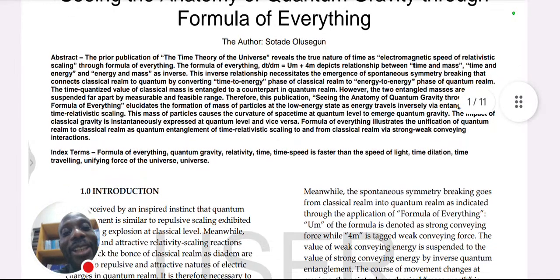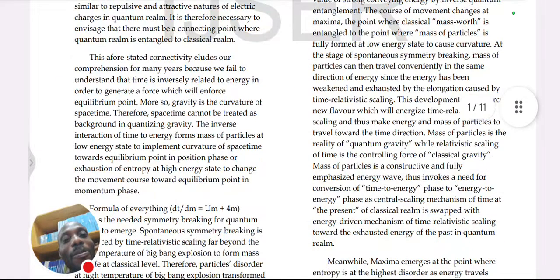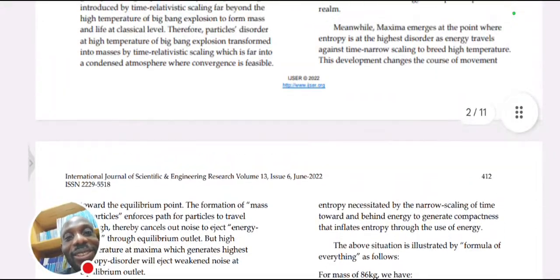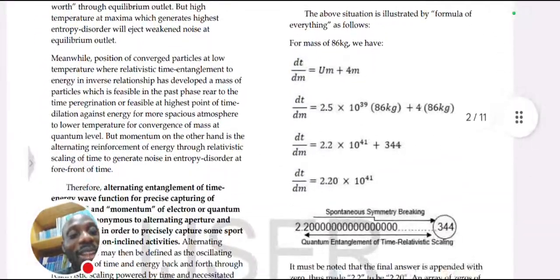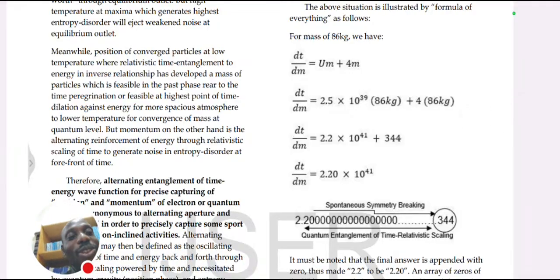So that is that. Then you can see the index terms: formula of everything, quantum gravity, relativity, time speed is faster than the speed of light, time dilation, time traveling, unifying force of the universe. So that is that. Through the introduction, you can see that I have more explanation right there. Now here we're going to start with the application right here.